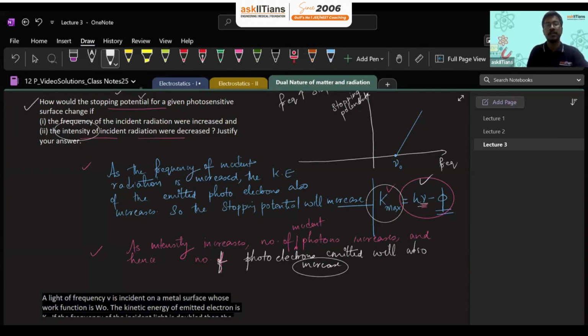Increasing intensity will only change the number of photons coming in, and hence the number of photoelectrons emitted, and hence the photocurrent increases, right? It does not affect the stopping potential, or the kinetic energy of the emitted photoelectron, right?